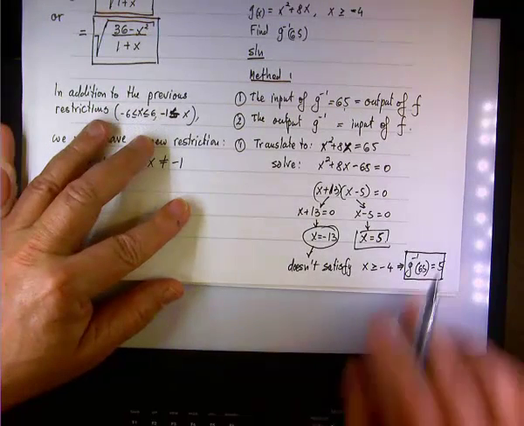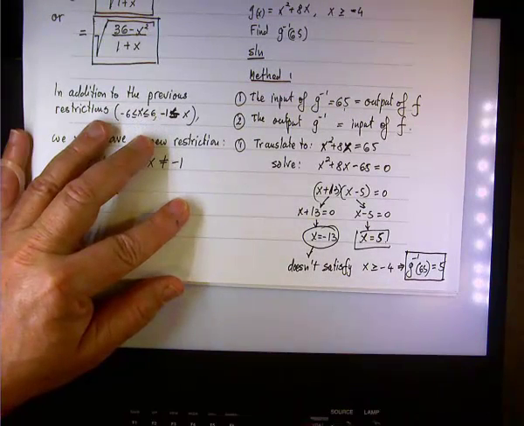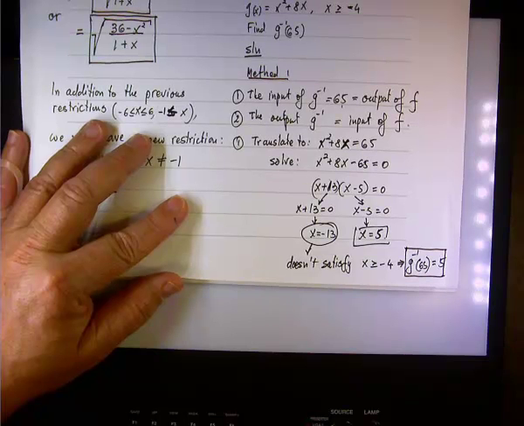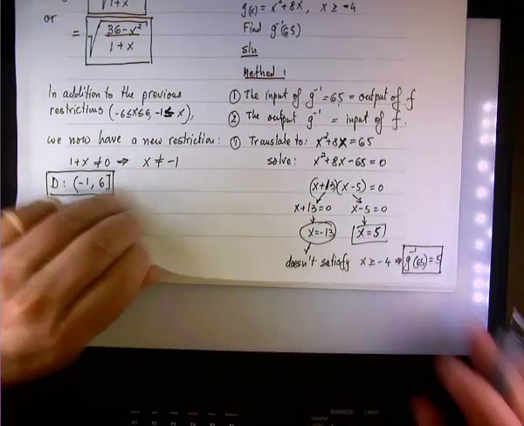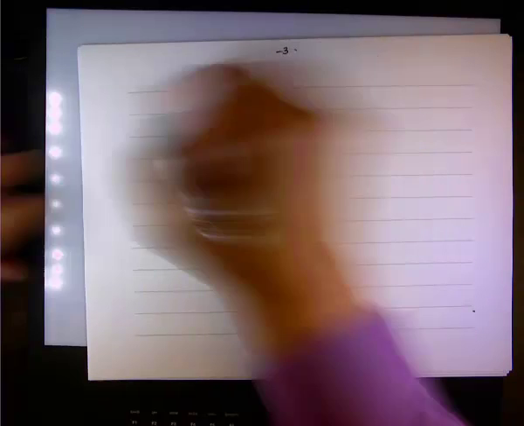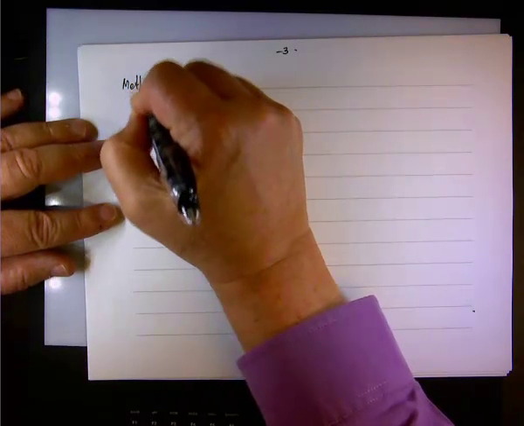How many of you thought about solving it this way? One, two? The rest of you probably found the inverse and then plugged in 65, right? That will be method 2. In method 2, we're going to find the inverse.